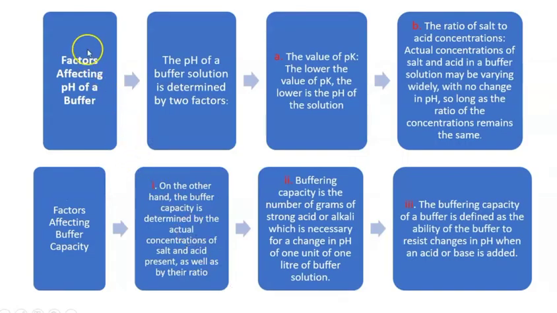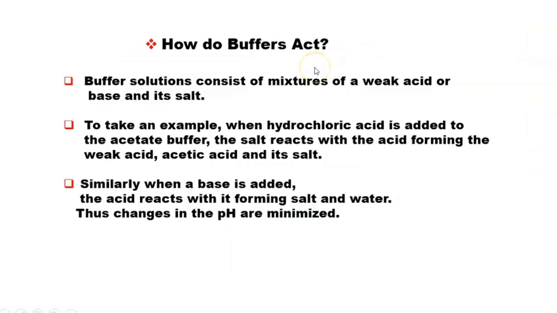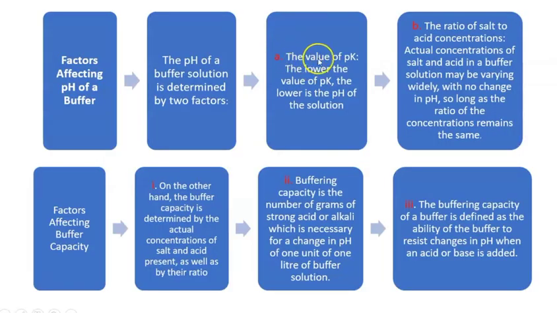So we proceed to factors affecting the pH of a buffer. The factors affecting the pH of a buffer are 2. 1, the value of pK. The lower the value of pK, the lower the pH of the solution, because pH is equal to pK when the concentrations of your acid and conjugate base are equal. Your pH becomes pK.